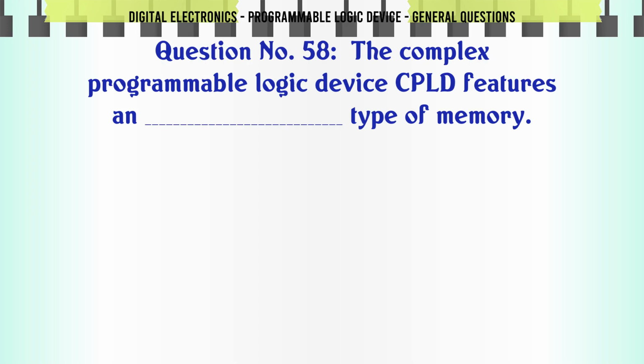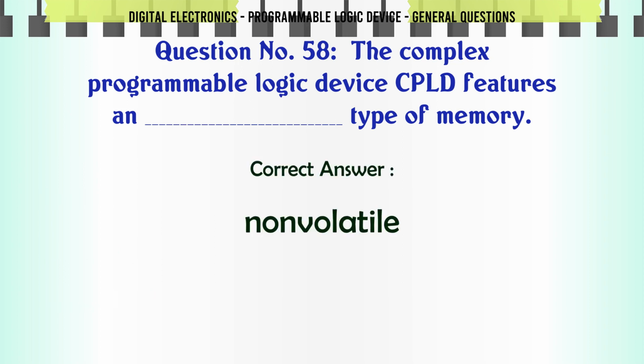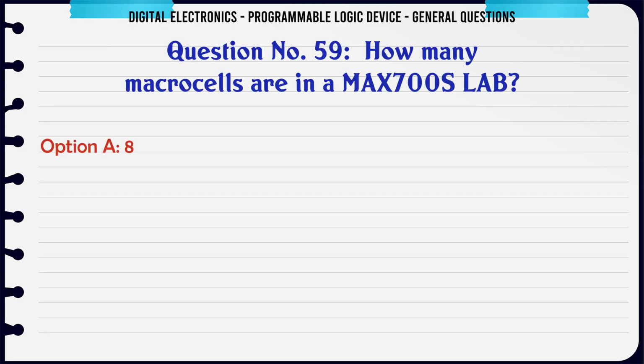The complex programmable logic device, CPLD, features a type of memory. A. Volatile. B. Non-volatile. C. EEPROM. D. Volatile EEPROM. The correct answer is non-volatile. How many macrocells are in a MAX 7000S LAB? A. 8. B. 16. C. 32. D. 64. The correct answer is 16.